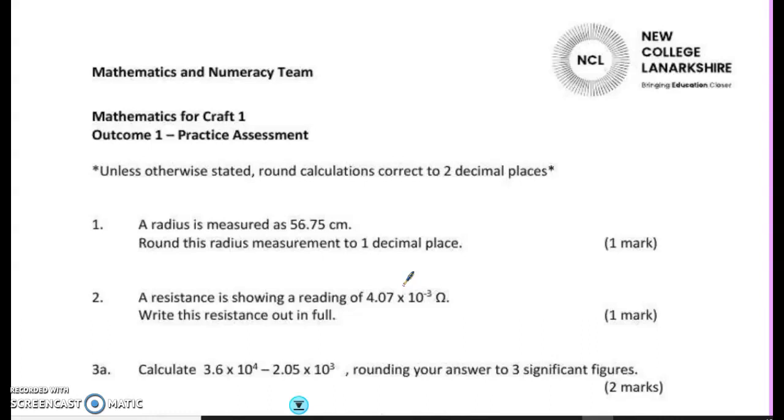First thing to notice is it does say here, unless otherwise stated, calculation should be rounded to 2 decimal places. First question then, radius is measured as 56.75. Round this radius measurement to 1 decimal place. So there's my 0.75. I just want one number after the point, so I look to the second one, it's a 5, so it's going to push that 7 up to an 8, so we get 56.8 centimetres.